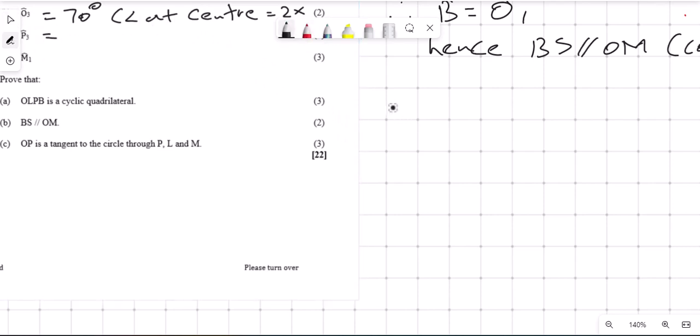So angle P2 is equal to angle M1, which is equal to 35 degrees, is that correct? Yes. What can we say here? Is it proven?